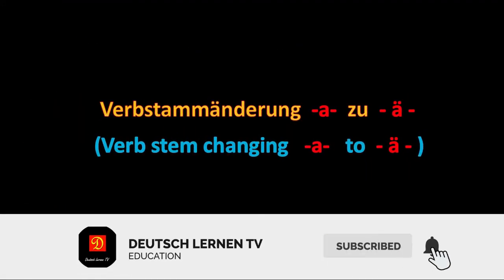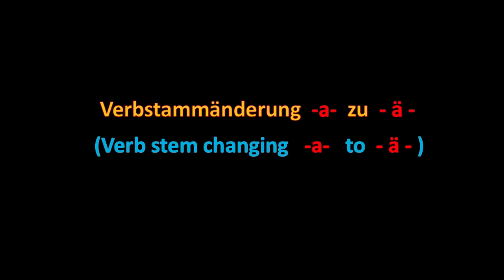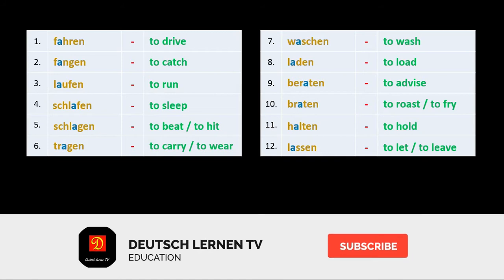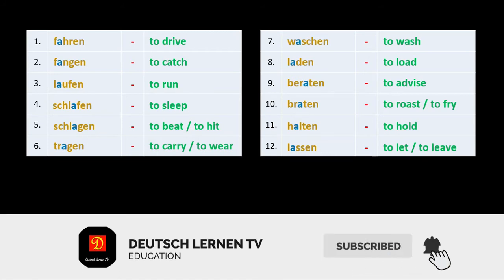Okay, now let's move on to the lesson for today. Verb Stammänderung a zu ä mit Umlaut. Verb stem changing a to ä with umlaut. These are some verbs that come under this category when conjugating.